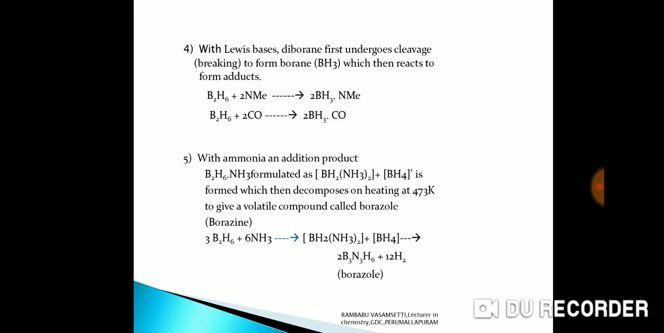This is the brief discussion about diborane and its characteristic properties.